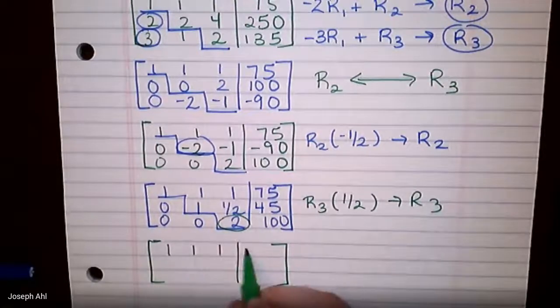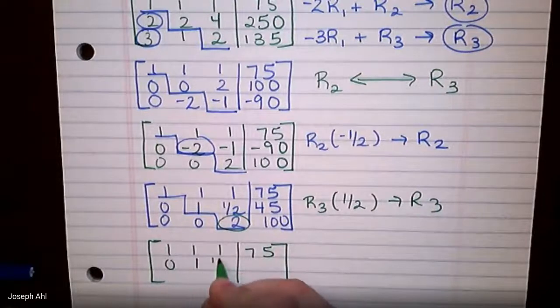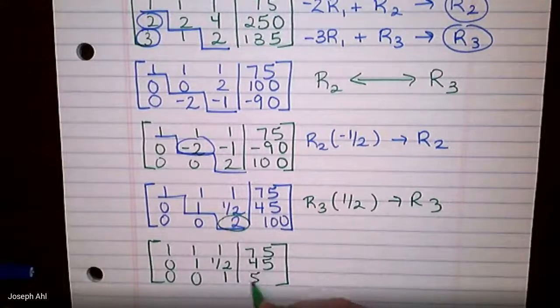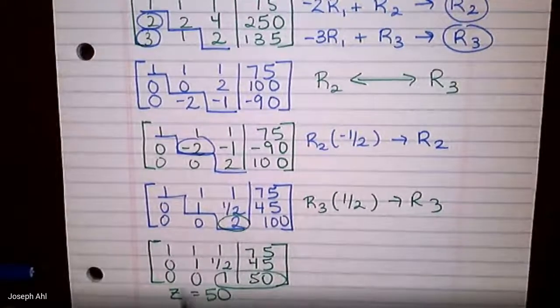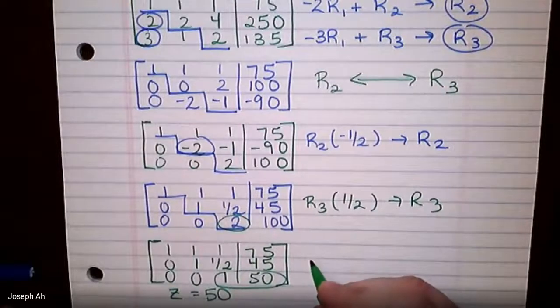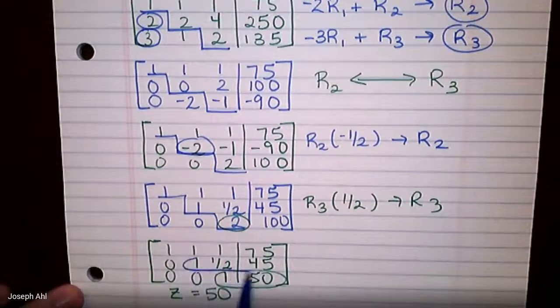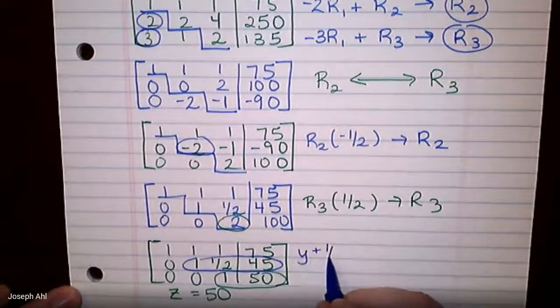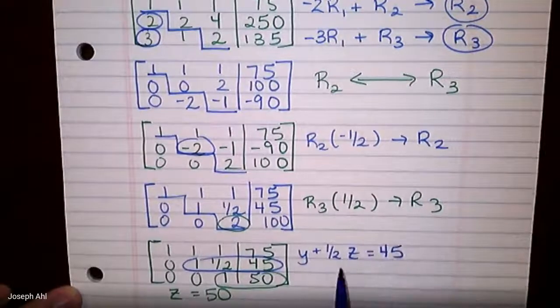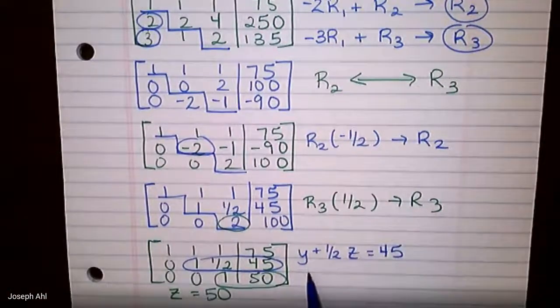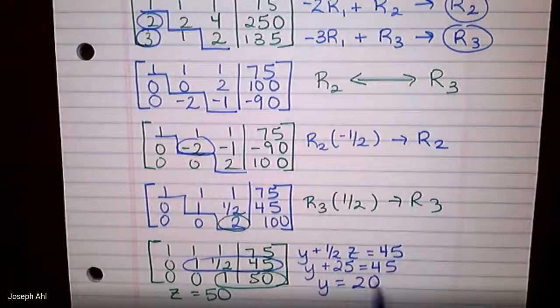1, 1, 1, 75. 0, 1, 1/2, 45. And the last row is now 0, 0, 1, and 50. So it turns out that the value of z, if I use that bottom row, z would be 50. All right, now we're just going to back substitute like we've seen before. So we're going to get, in the second row, y plus 1/2 of z is 45. So remembering that z is 50, 1/2 of 50 is 25. So if I subtract that to the other side, we get that y is 20.